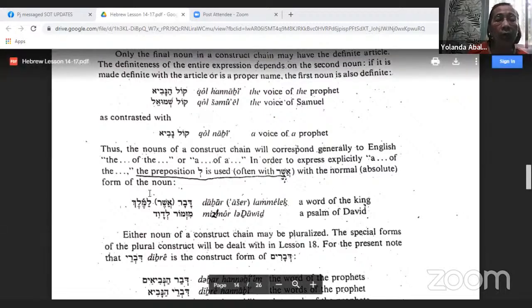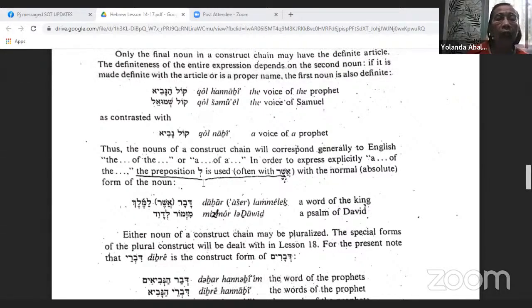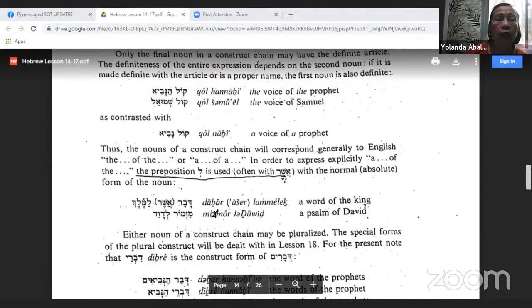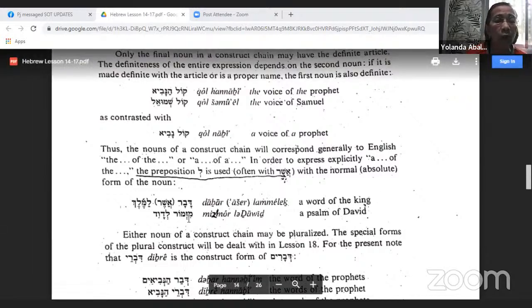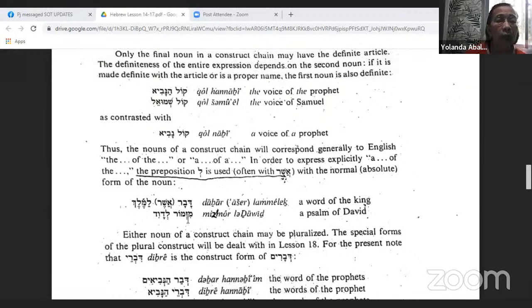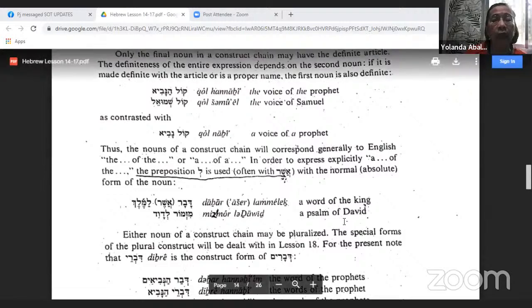A of the preposition li is used often with asher. So ano meron tayo? Dabar asher lamelech. Isa-isahin natin. Dabar asher lamelech. Dabar, a word. Lamelech, of the king. Mizmor, ayan, Esam, Ladavid, of David.